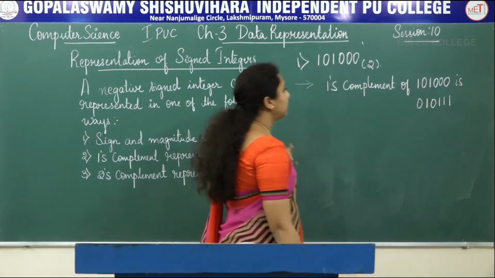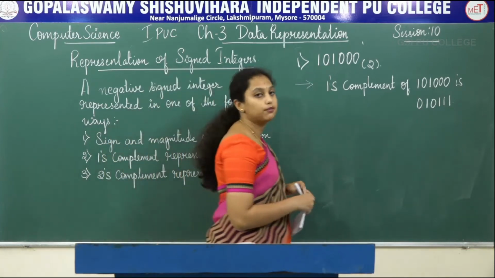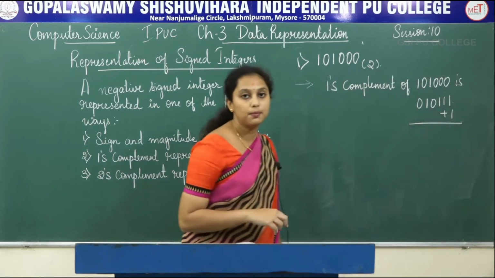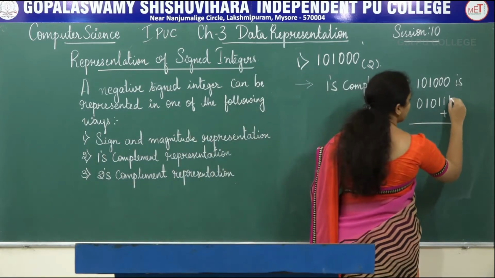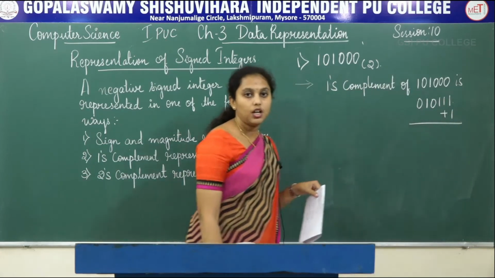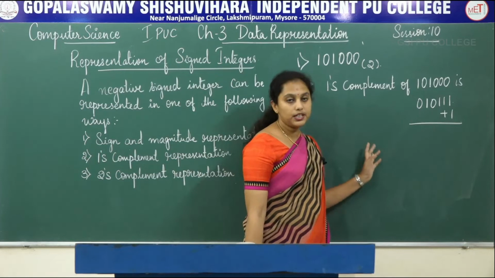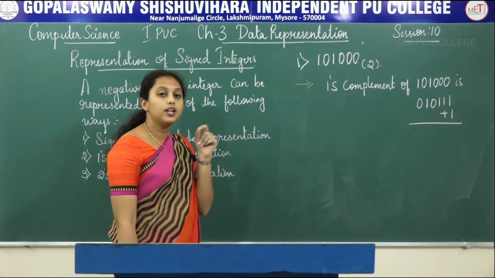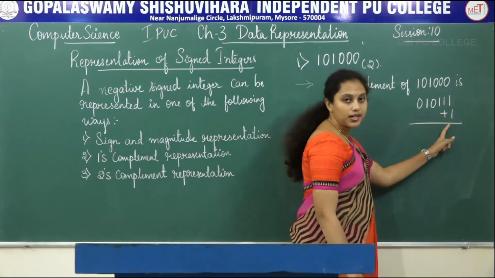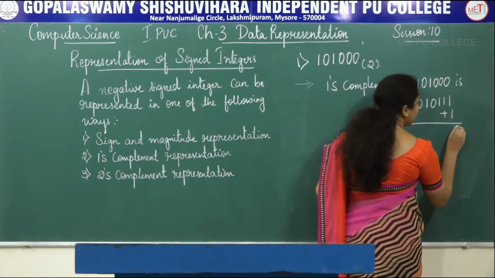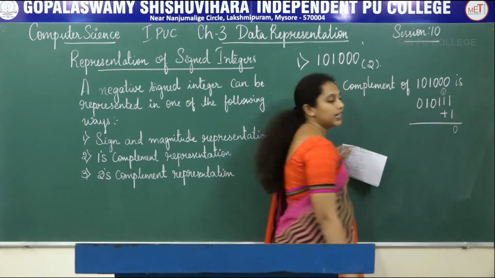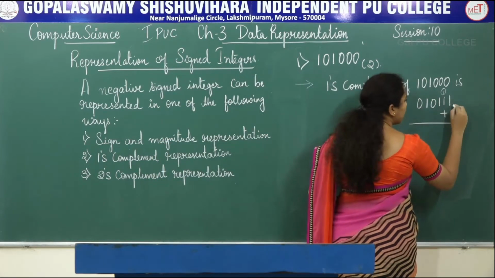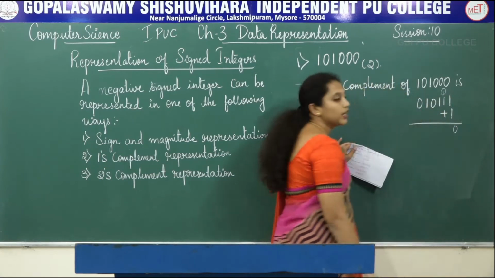So now to get the 2's complement, what do we have to do? We have to add 1 to this 1's complement value. So what is 1 plus 1? In a binary number there are only 2 symbols, that is, zeros and ones. So here 1 plus 1 becomes 0 carry 1. It does not become 2. So in addition, 1 plus 1 becomes 0 carry 1.